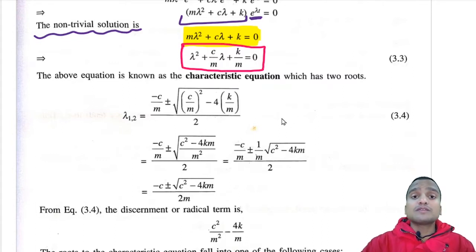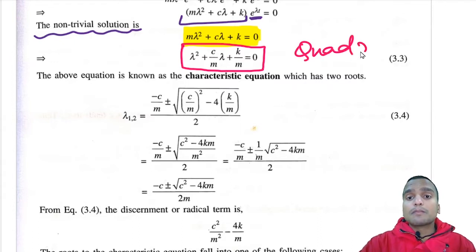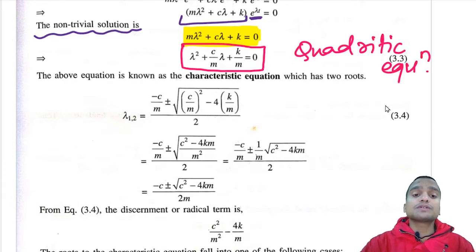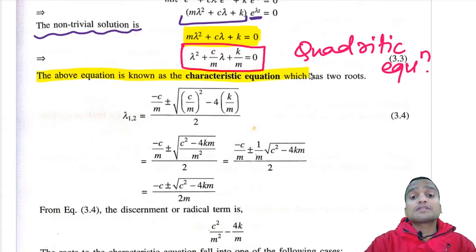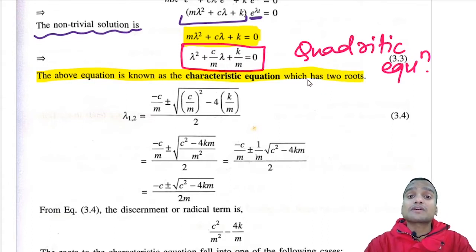Now this equation may seem very simple, and it is very simple. It is a quadratic equation, but it is of prime importance here, okay? It will give us amazing results, as it will decide which type of damping is there in our system. The above equation is so important that it is called the characteristic equation. Why characteristic equation? Because this equation gives us the characteristics of damped vibration. What are those characteristics? Wait for 2 more minutes. Now, as we can see, this is a quadratic equation.